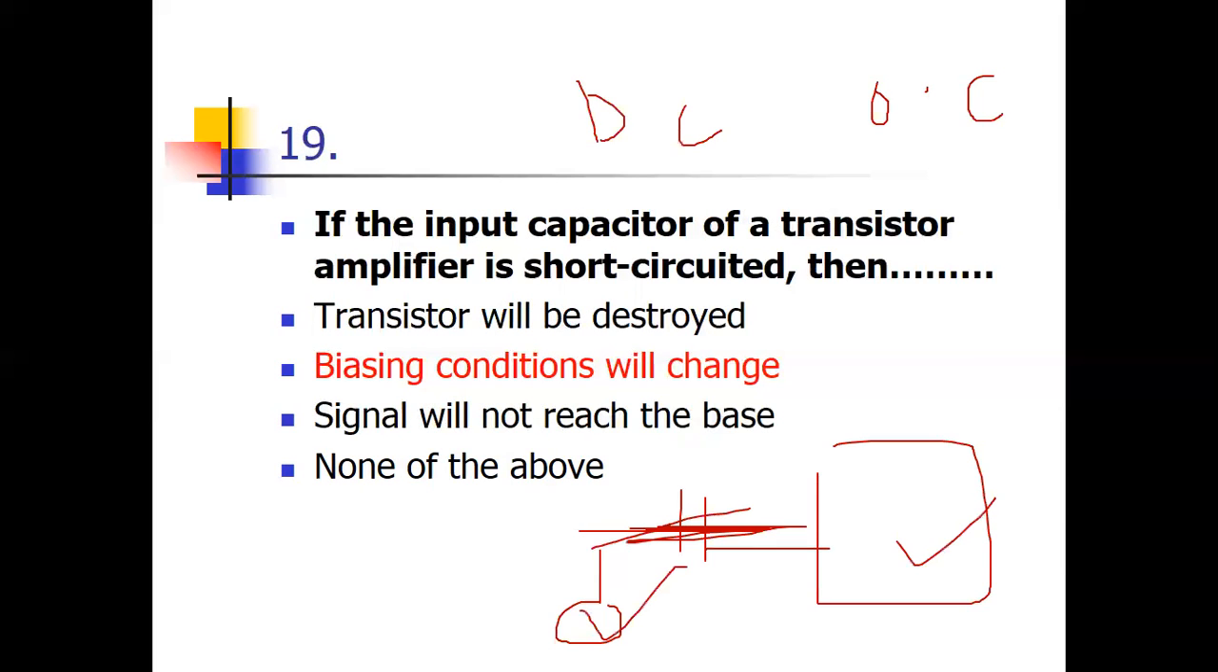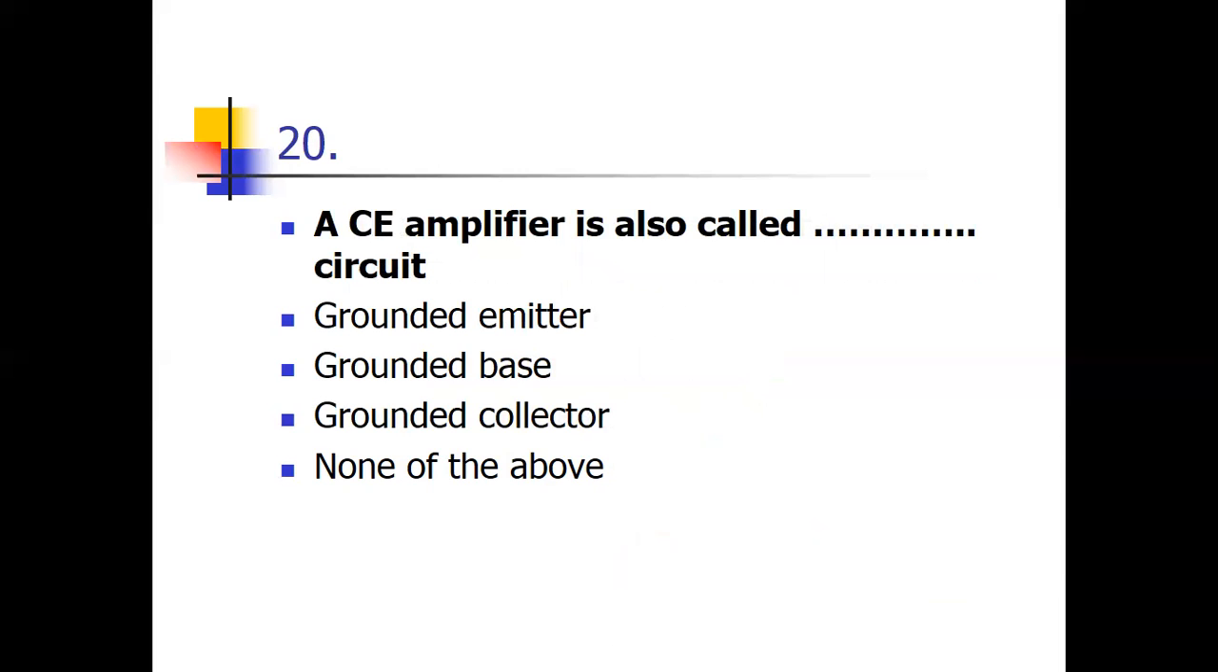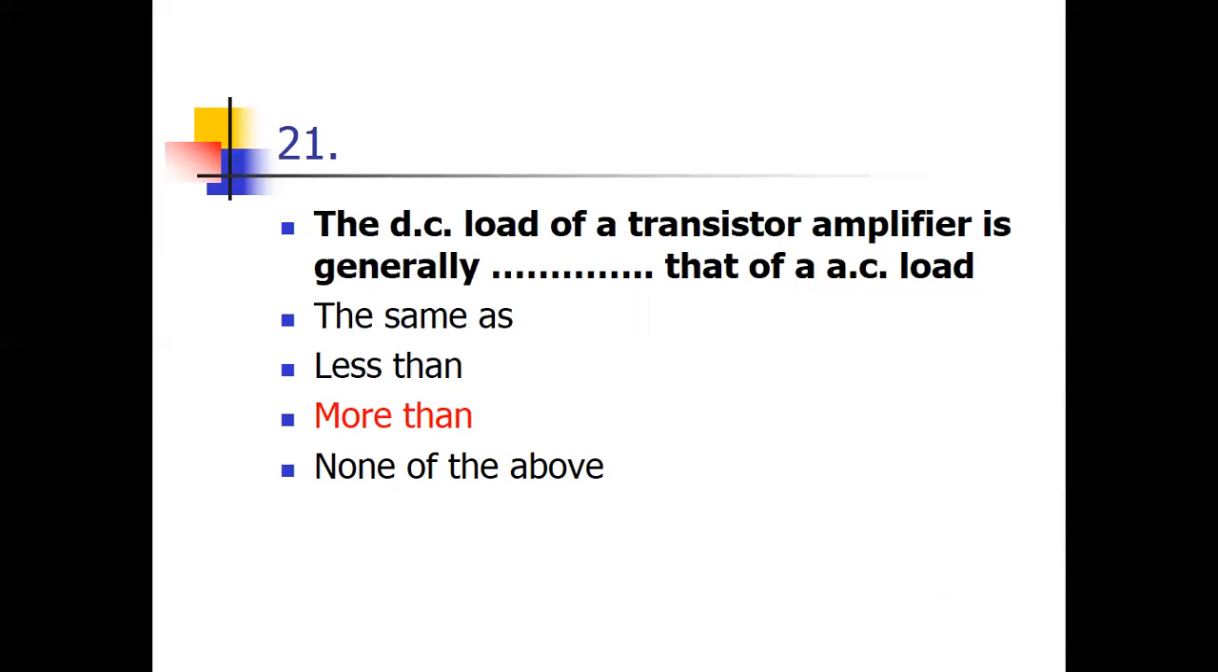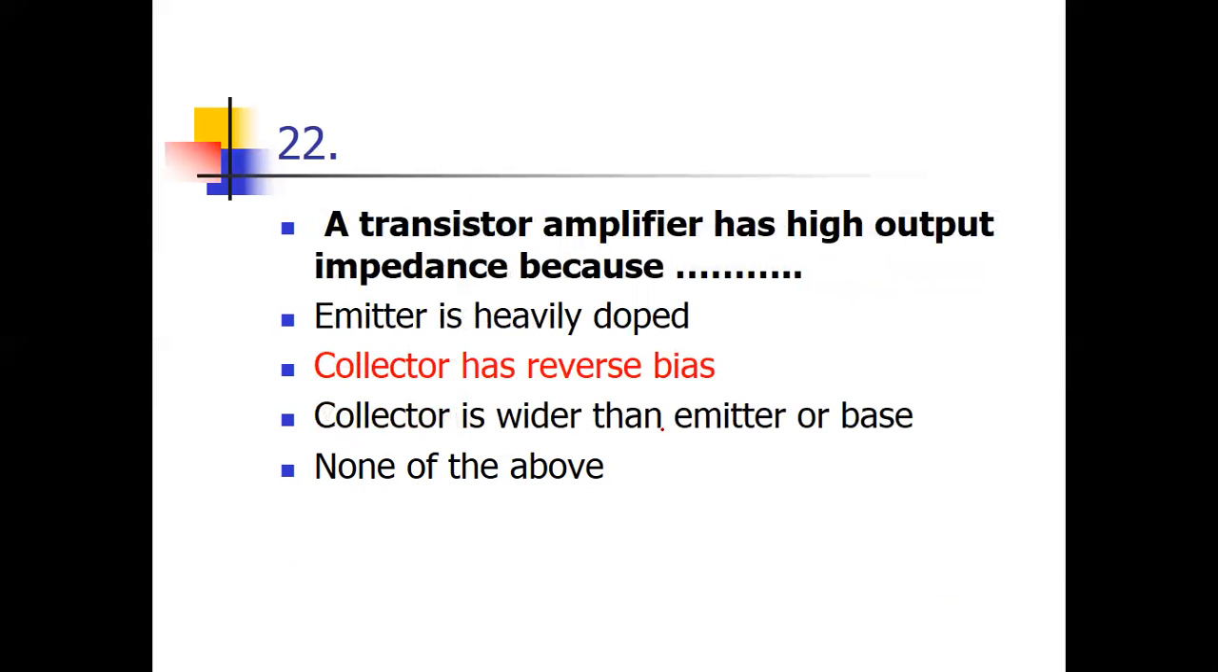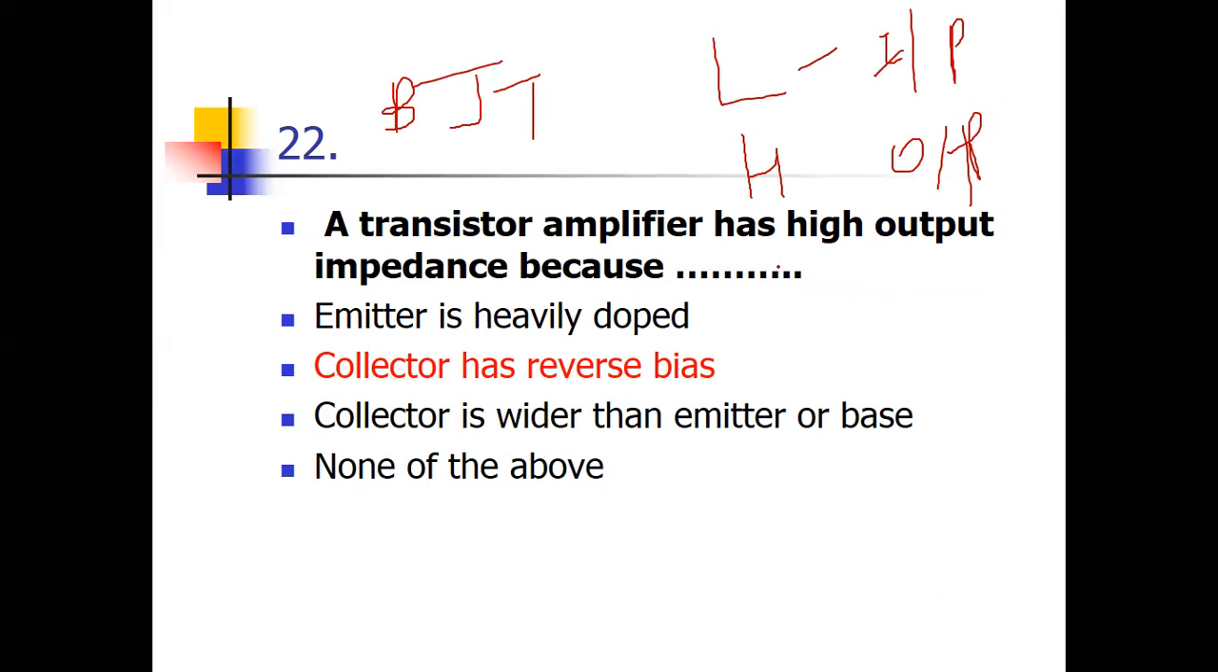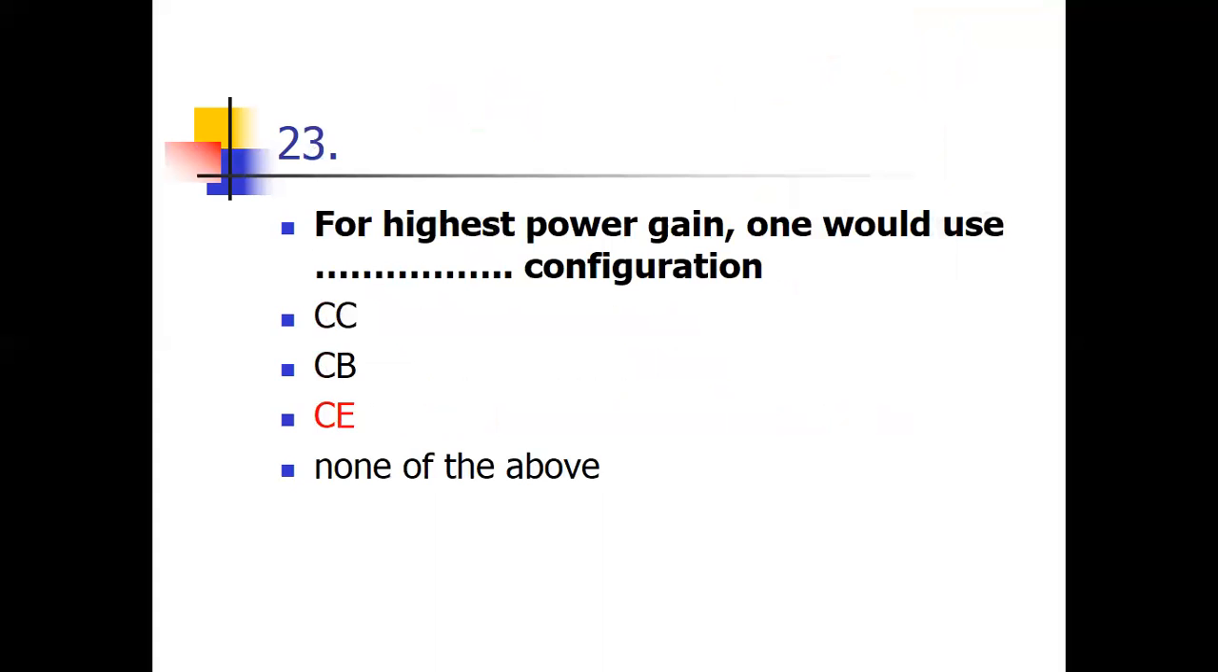In a CE amplifier, it is also called grounded emitter, because common emitter is grounded emitter. The DC load of a transistor amplifier is generally more than the AC load. Always remember, for a BJT transistor amplifier, it has a low input impedance and high output impedance. Remember this: low input impedance and high output impedance. So for this purpose, the collector should be reverse biased. For highest power gain, definitely common emitter configuration.